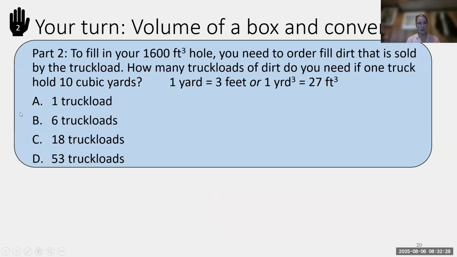Okay, so let's move on to the next part here. For part two, we're going to fill in our 1,600 cubic foot hole. And we're going to need to order fill dirt, and it's sold by the truckload. So how many truckloads of fill dirt are you going to need if one truck holds 10 cubic yards? It's really common for truckloads to be measured in cubic yards rather than cubic feet. So we're going to need to go from cubic feet to cubic yards. And for conversion factors, we know, and this is on our formula sheet, that 1 yard is equal to 3 feet, or 1 cubic yard is equal to 27 cubic feet.